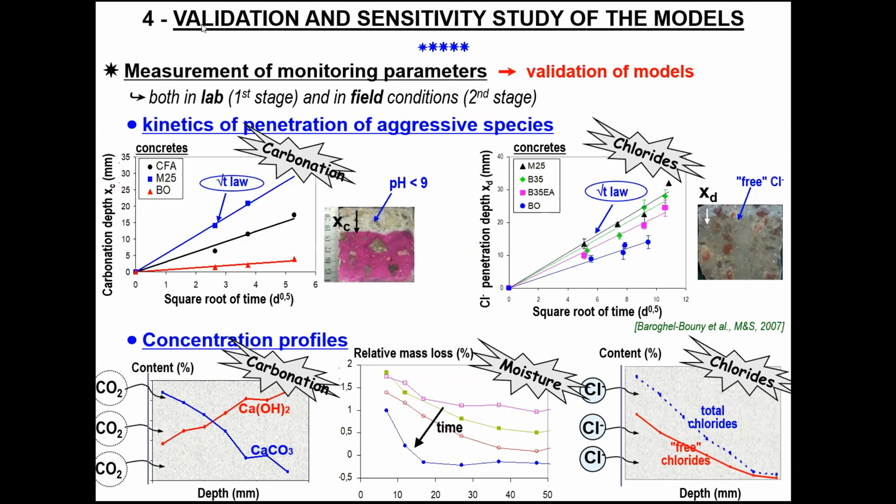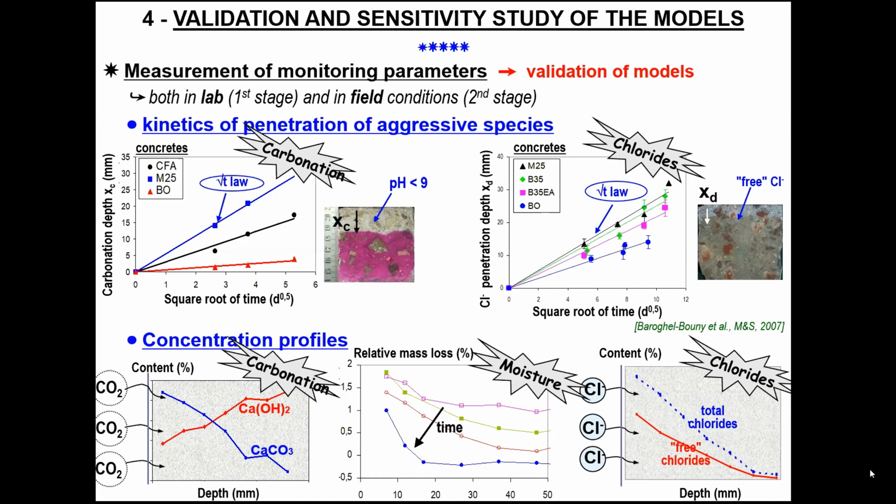And this is what I mean when I mention monitoring parameters. So in this approach, the monitoring parameters are the parameters which help to quantify the durability. So carbonation depth, chloride penetration depth, moisture profile, carbonation profiles, or chloride concentration profile. So this is the so-called monitoring parameter.